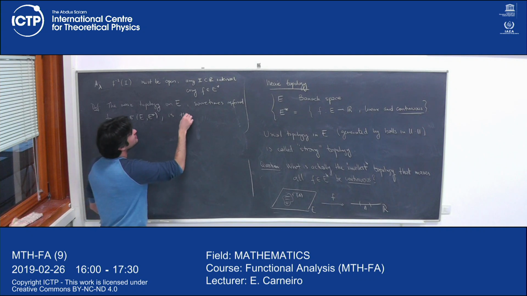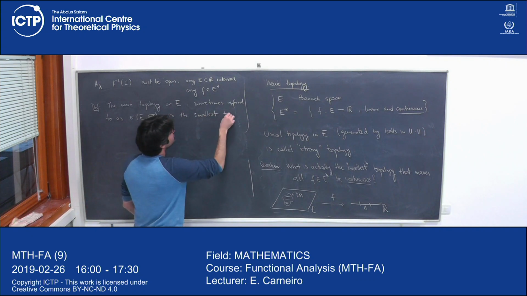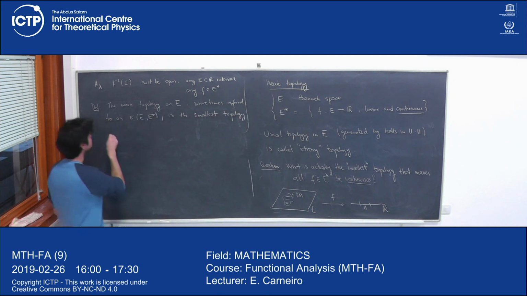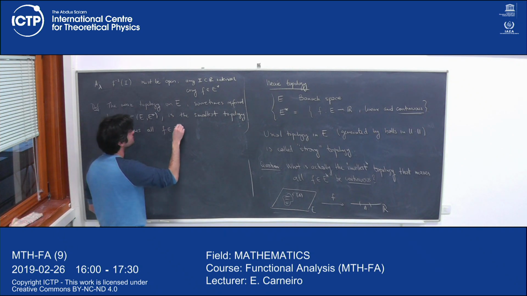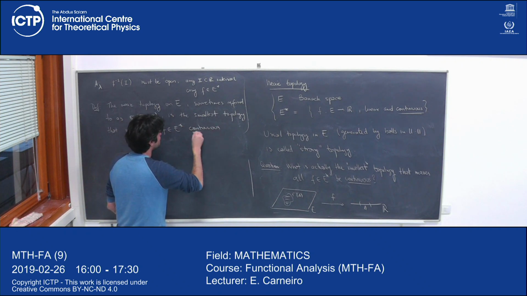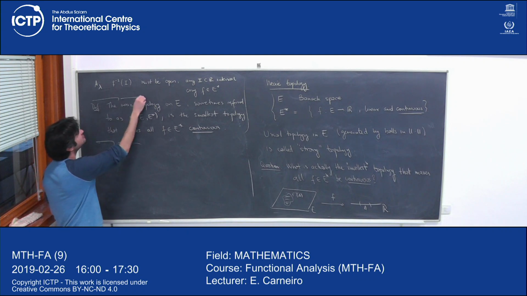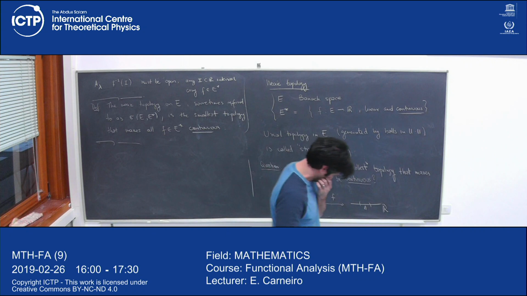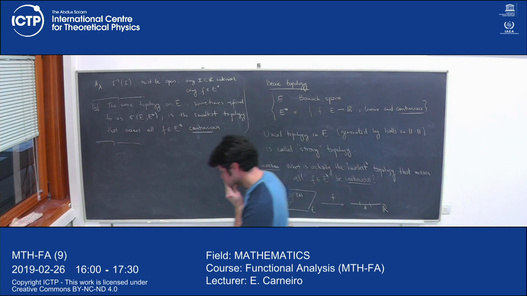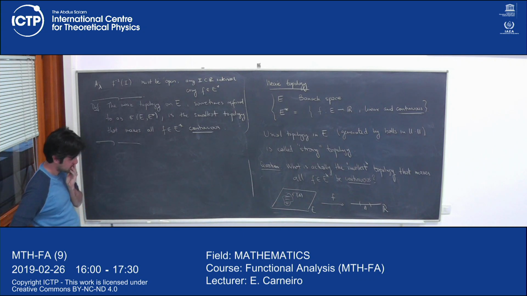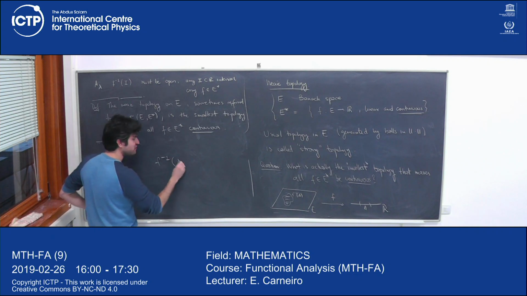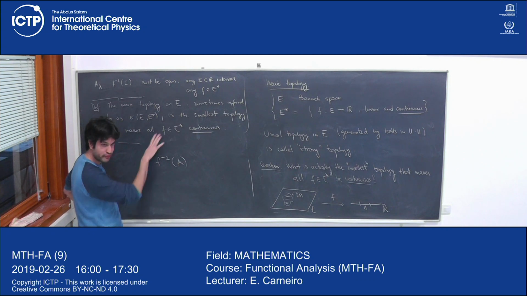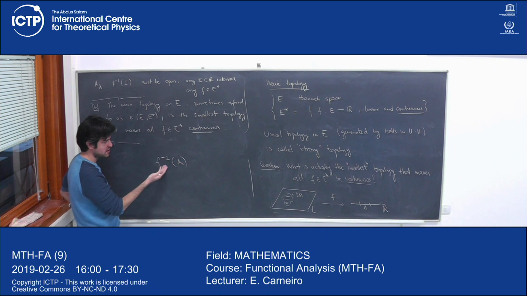Is the smallest topology that makes all f belonging to E star continuous. Okay. Now, as I said before, for any f, f minus 1 of any open set on R has to be an open set in this topology. Okay, so the pre-image of any open set by any map has to be open by all of these maps.